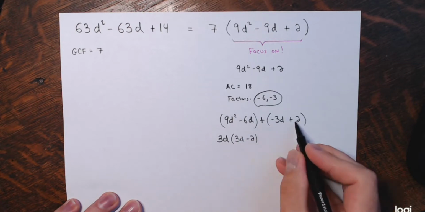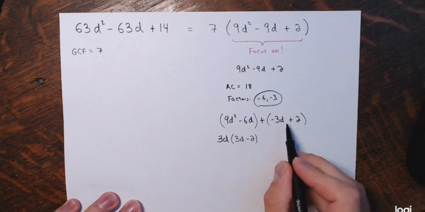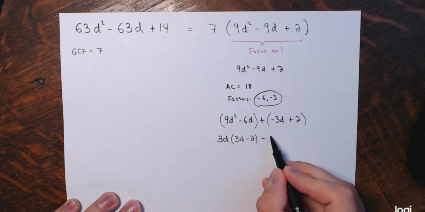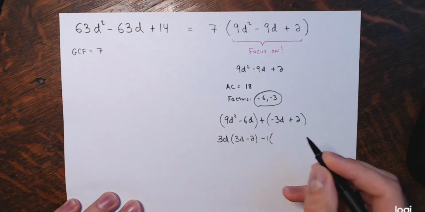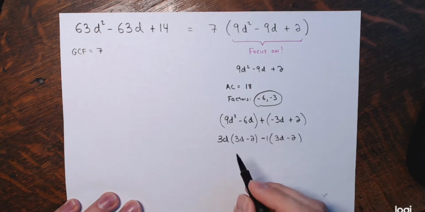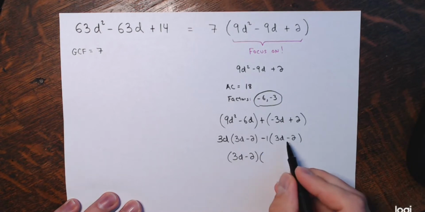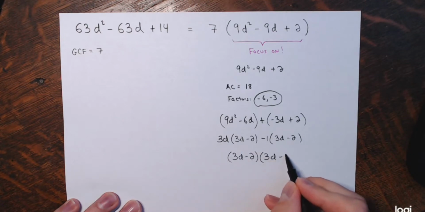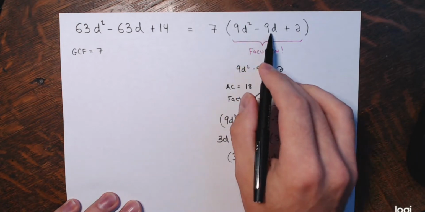The second group, their greatest common factor is 1, but the lead coefficient is negative. So I'm going to pull out negative 1. So I'm just going to say minus 1, plus negative 1 will just be minus 1. And then the factor remaining would be 3d minus 2. And then both of these have 3d minus 2 in common. And if I remove 3d minus 2 as a common factor, the factor left over is 3d minus 1. And go ahead and test it out. Multiply these. You should get 9d squared minus 9d plus 2 left over.